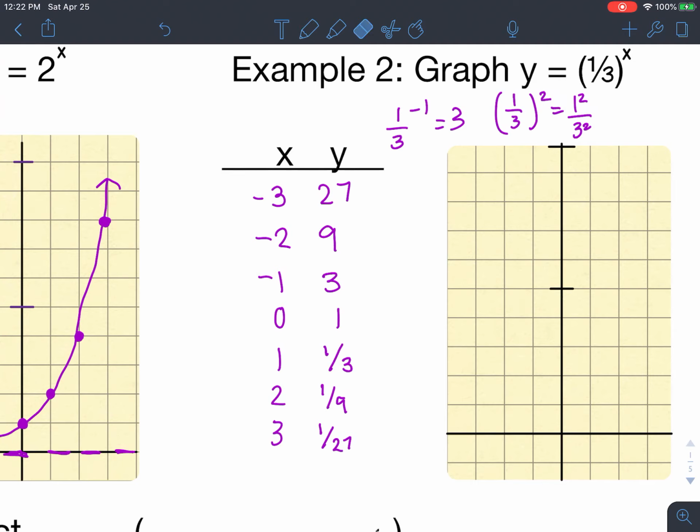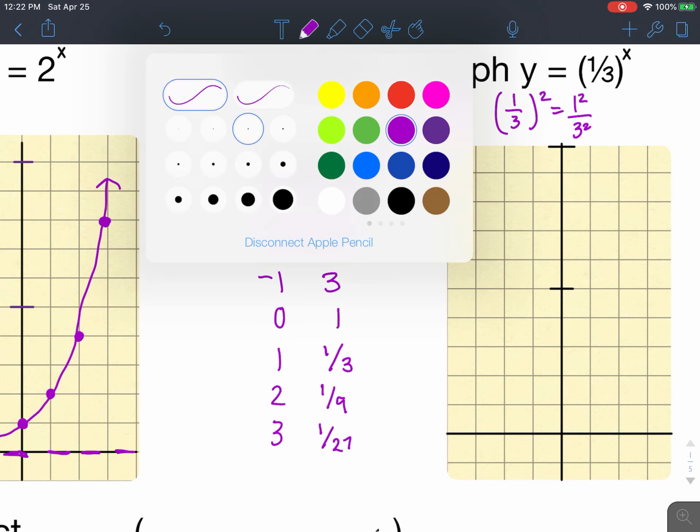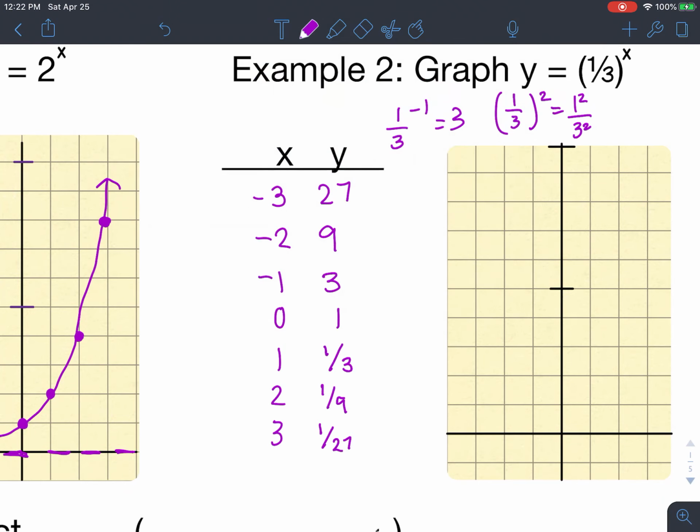And if you are suspicious of that, then you could always type it in a calculator. So let's graph these. And again, we'll start with the 0, 1, because that's the easiest point.